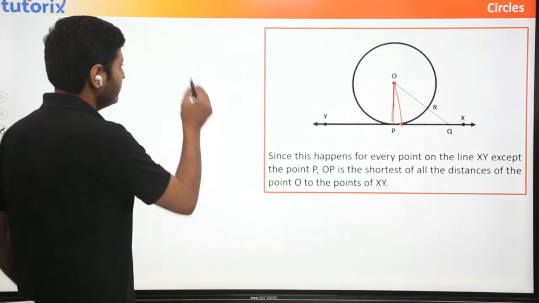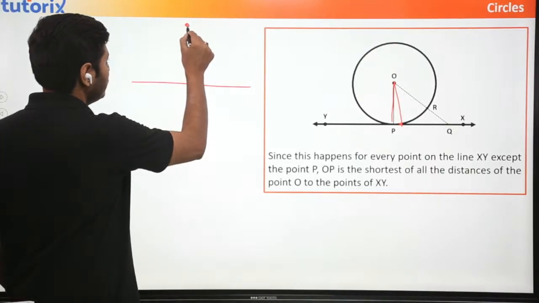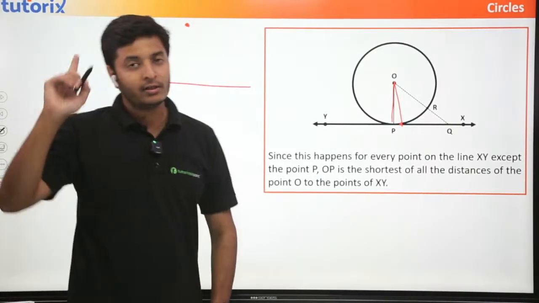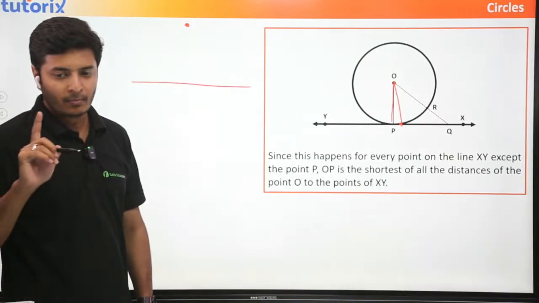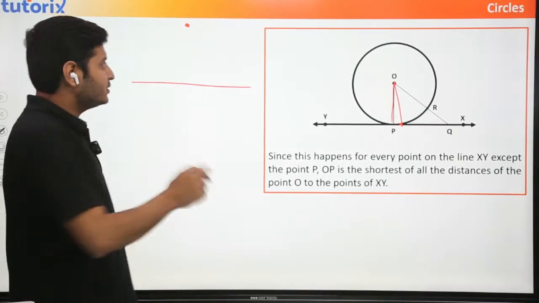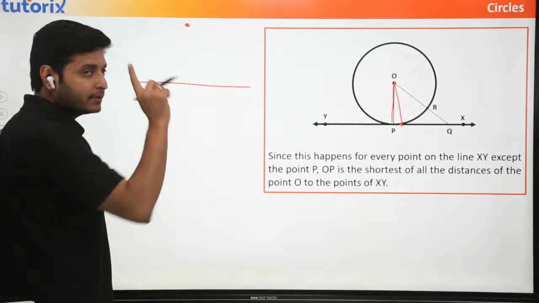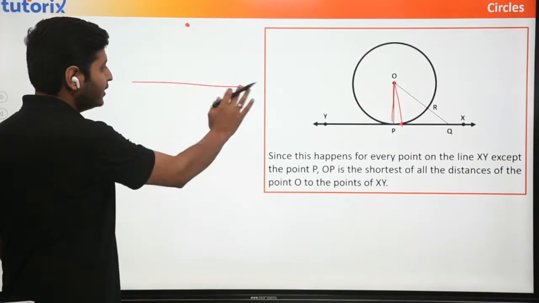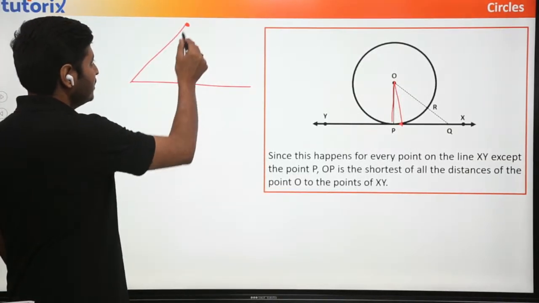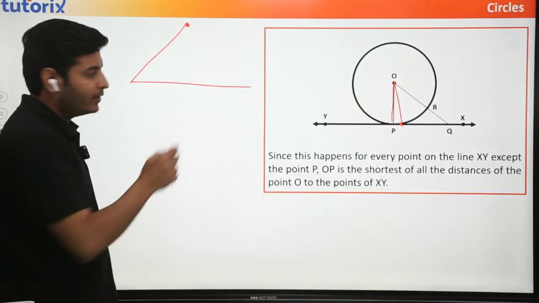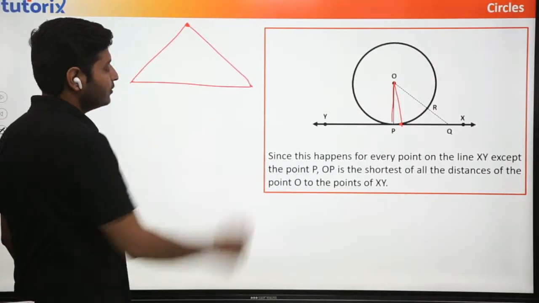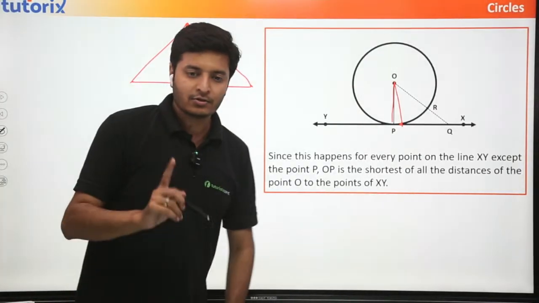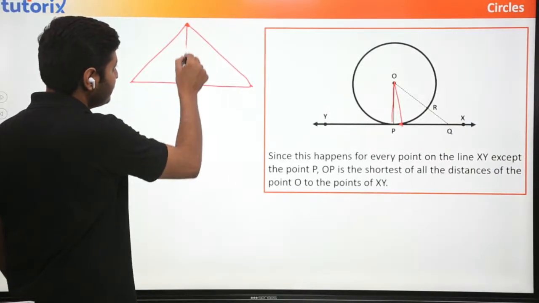Shortest distance between any point and a line. This concept we understood in 9th class. There can be three types of distance, or infinite types of distance. When we are considering a point and a line segment, we can join this point with this endpoint, with this endpoint also. But the shortest distance will always be the perpendicular one.